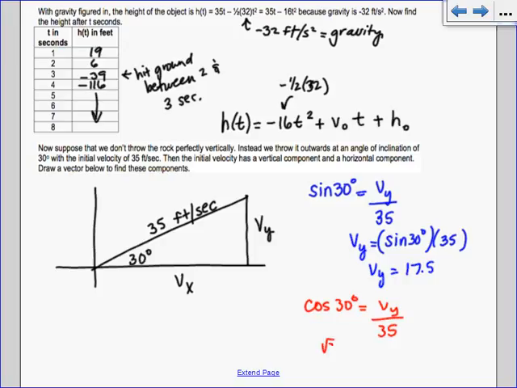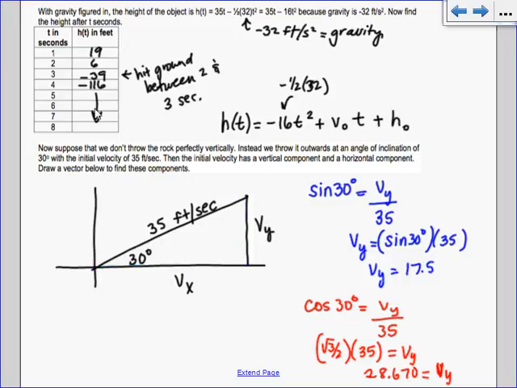So that one's going to be root 3 over 2 times 35, which isn't as nice as the 17.5. So it works out to be like 28 point, that seems weird. Cosine of 30, root 3 over 2. Oh yeah, that's right. So about 30.31 feet per second. Okay, so basically what it means is it's going a little bit faster horizontally than it is going vertically because we're throwing it more horizontal than we are vertical.